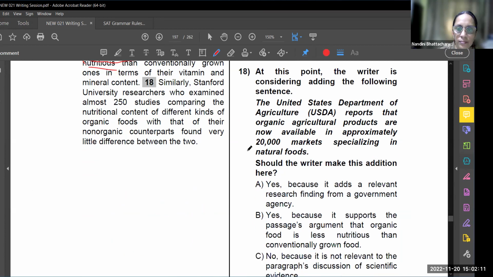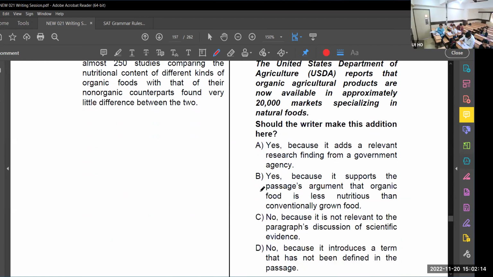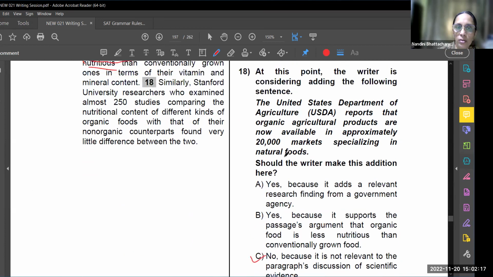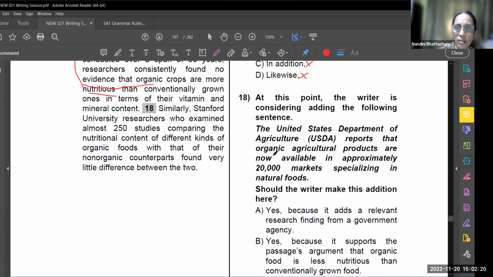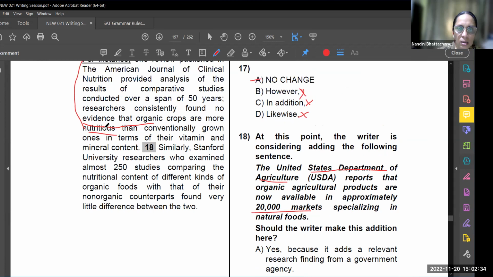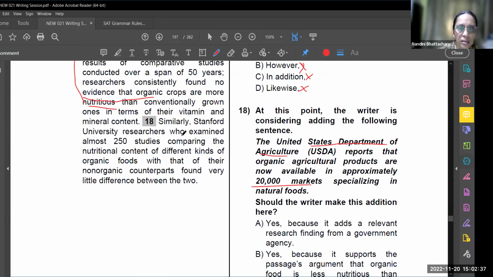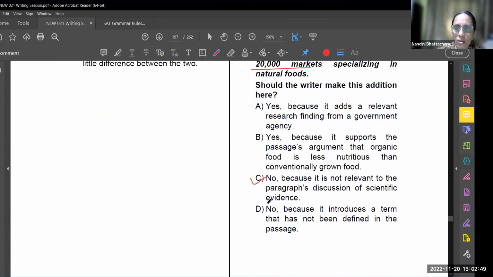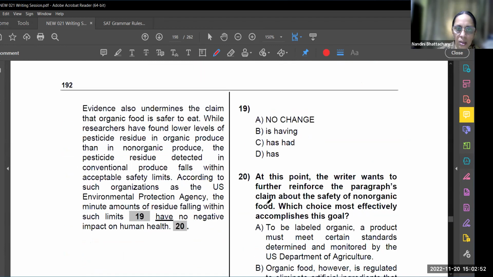Okay, number 18. C. C. Okay, now your sentence is: United States Department of Agriculture reports that organic agricultural products are now available in approximately 20,000 markets. So first of all, it brings up the Department of Agriculture, availability in the markets. What is this paragraph talking about? The previous sentence and the next sentence, here it says, similarly, Stanford University researchers etc., different kinds of organic food. It is talking about the nutritional value of organic food. So this is not in the context. So not relevant. Okay, number 19.